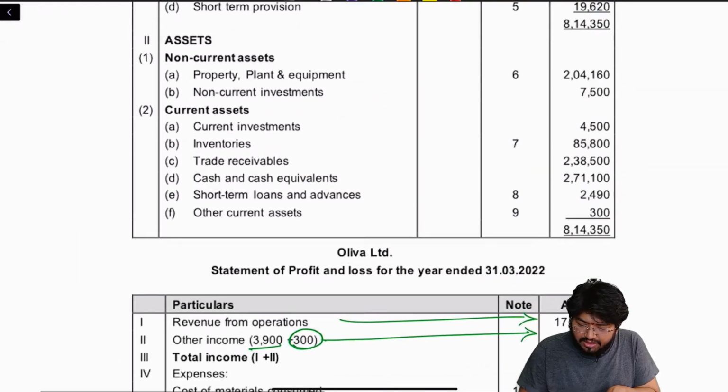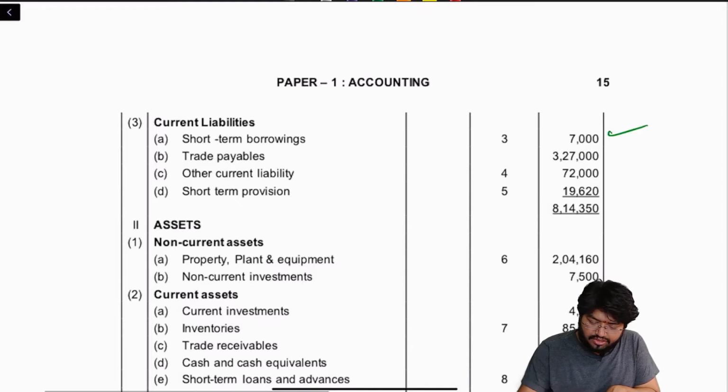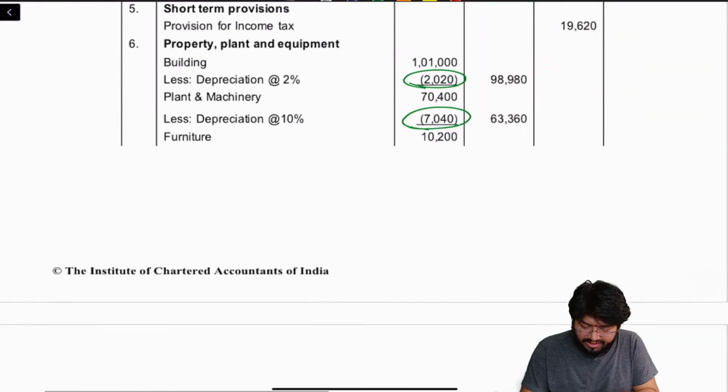Okay. Then, so that is your 7,000. Trade payables, it is given there as 3,27,000. Other current liabilities is given as 72,000. Okay. Now, other current liabilities, let us see what is given there.